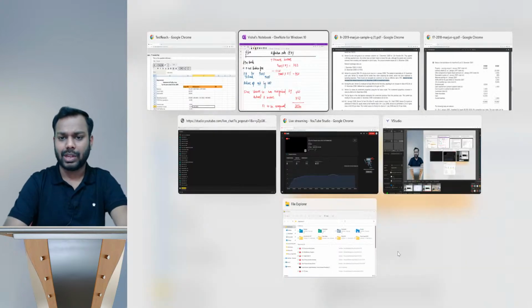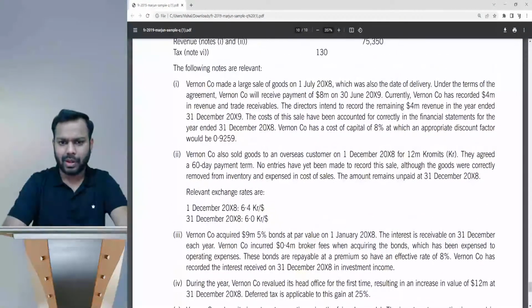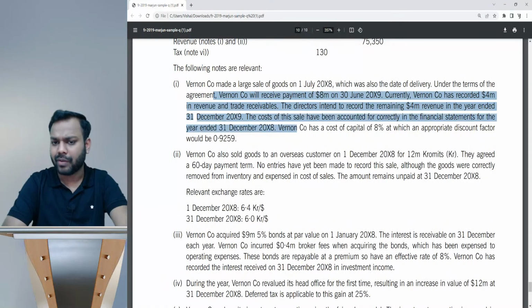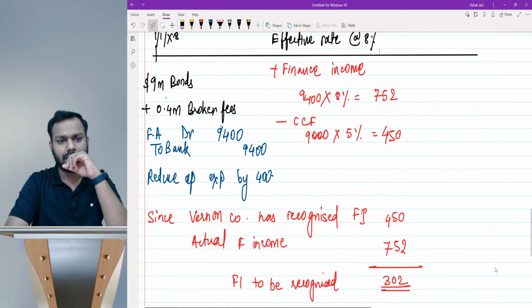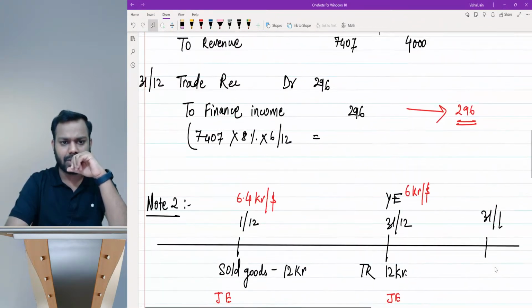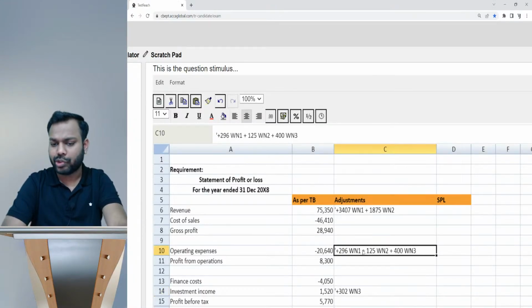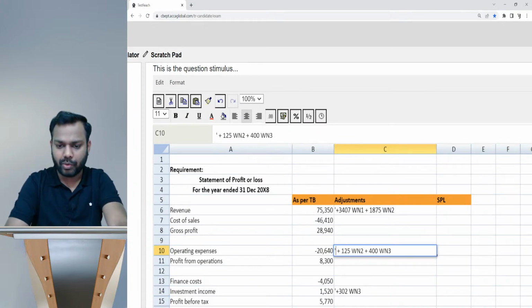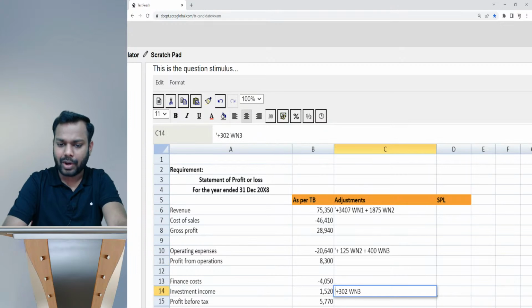And now see what hint the question is giving you: that the finance income has to be recorded in investment income. What we have done here is recorded the finance income of the unwinding of the trade receivables, this finance income, in working note number 1. This 296 we have recorded in operating expenses. So the question is giving us a hint that this finance income has to be recorded with the investment income. So we will move it from here. Otherwise, recording there is also not wrong, but if the question is giving us a hint, why not follow that hint?